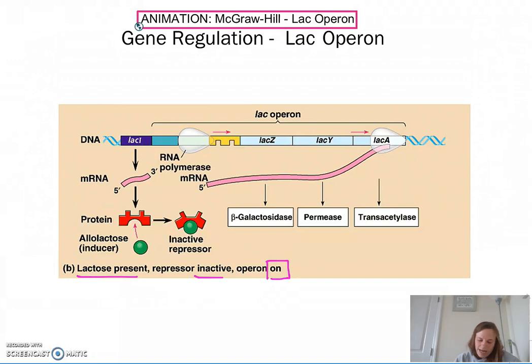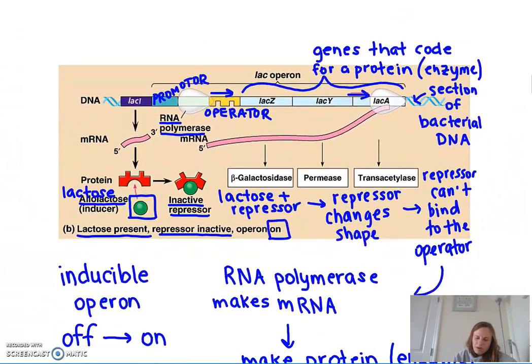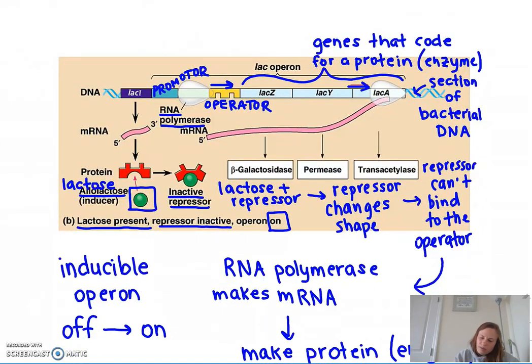So we want to inactivate our repressor. So let's once again label all of the different components of our lac operon. Once again, we have a section of bacterial DNA. We have got genes that code for a protein. In this case, it's the enzymes that break down lactose.